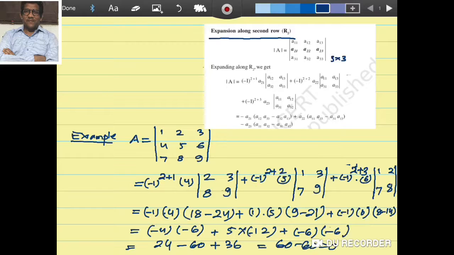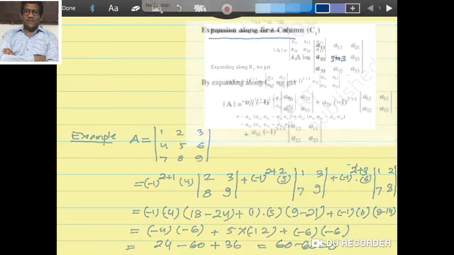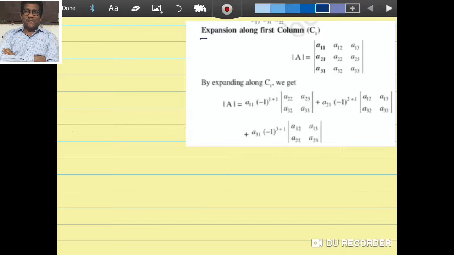Similarly, we can expand the determinant along the row 3. Expansion along first column.